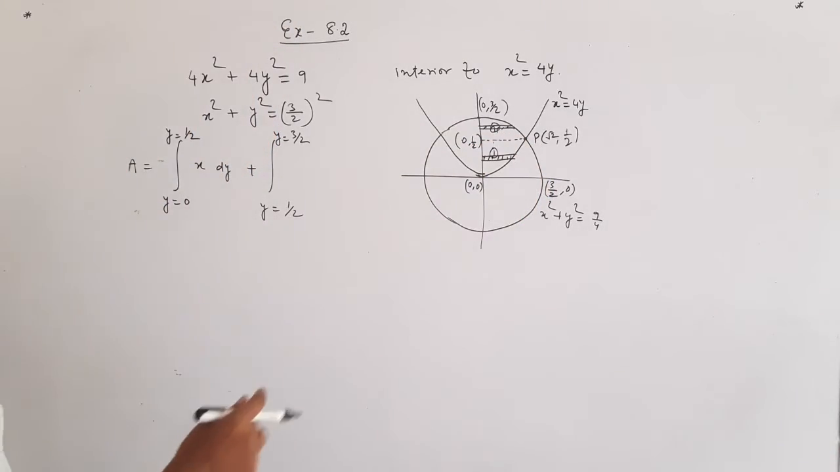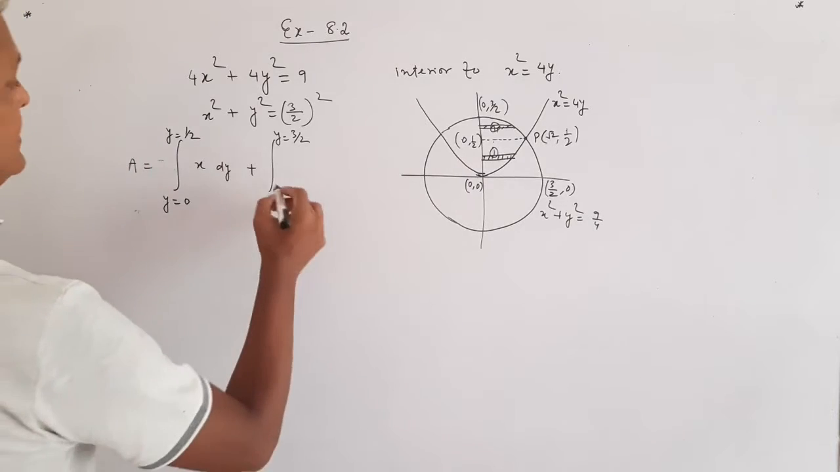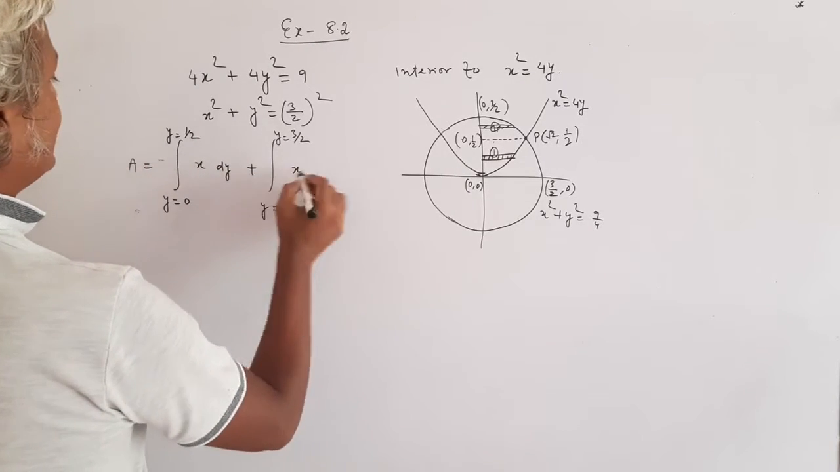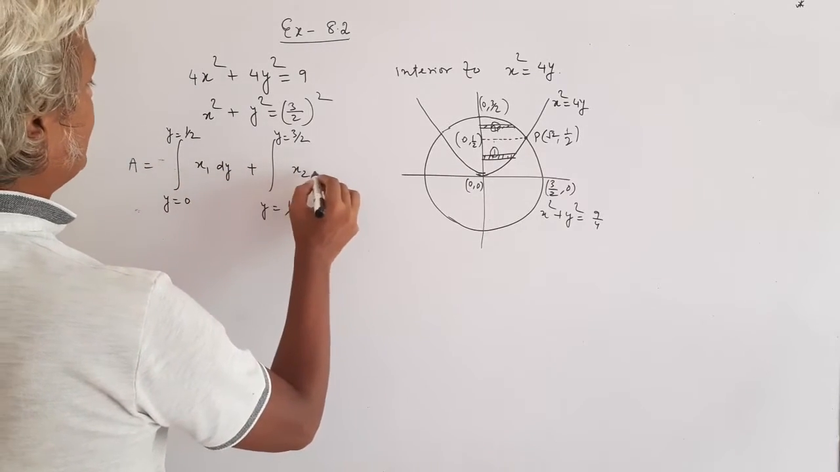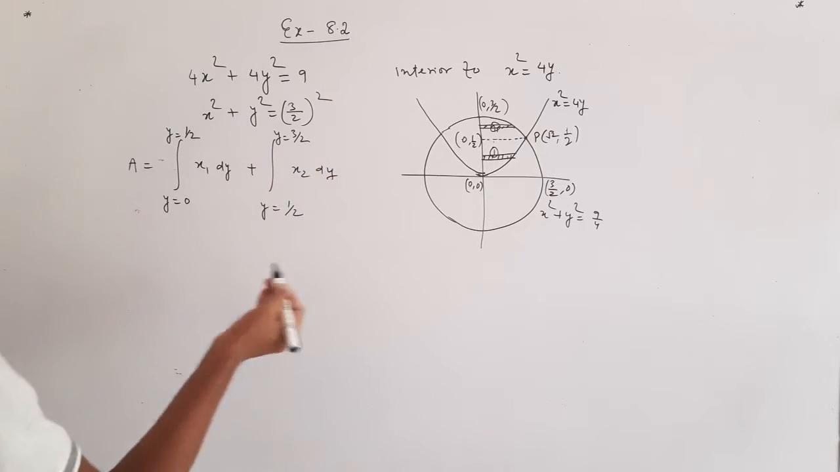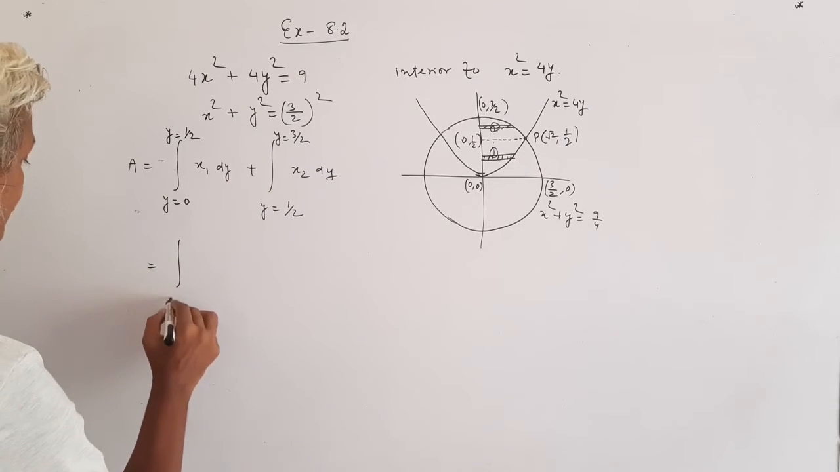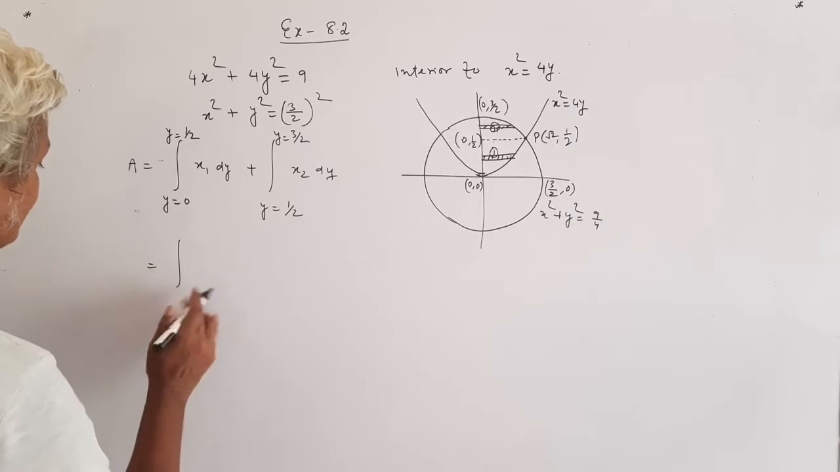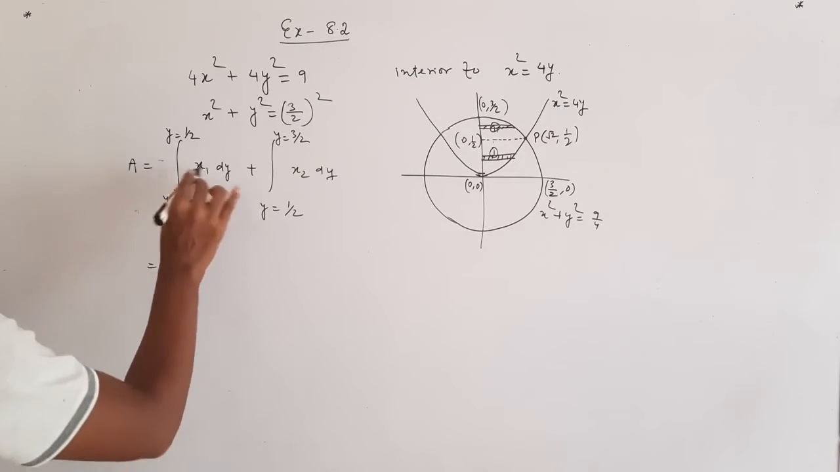Okay, so I write this part first. That is, again I can call it x1 and this we can call x2, dy. It does not make any sense. Now this y is 0. I don't need to write this y 0 again. So 0, 0, and this is x.